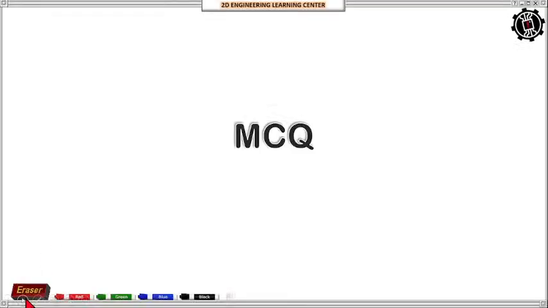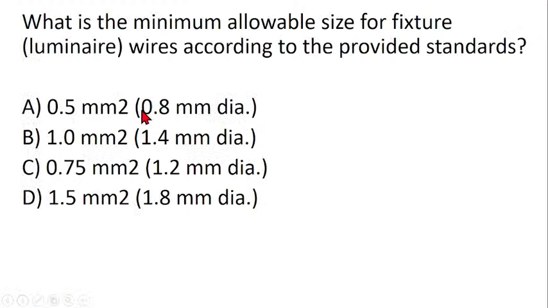Okay, so now we will have some multiple choice questions galing dito sa chapter 4 and 5. So if you are still with me, you could put your answers on our chat box. Okay, so number 1, what is the minimum allowable size for fixture luminaire wires according to the code? Is it 8.5 square mm, 1 square mm, 0.75 or 1.5?